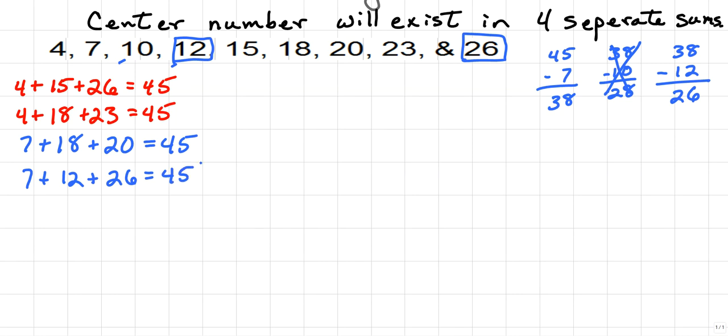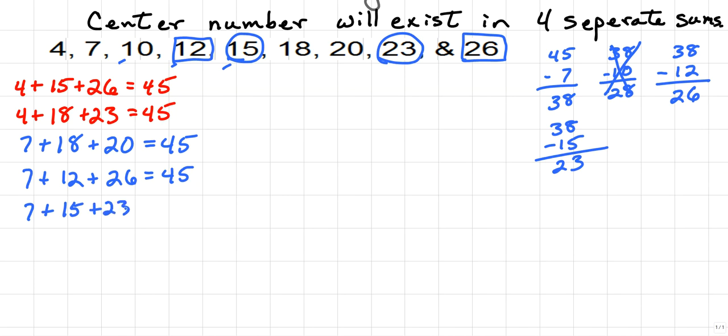Now we know there has to be at least one more, so now we'll try 15, and so we'll take 38 and subtract 15 from that, and we note that we will get 23. So that works. So 15 and 23 and 7 is another triple that adds up to 45. And since we already have 18 and 20, I don't need to do any more. So now we're going to go to the next number, 10.